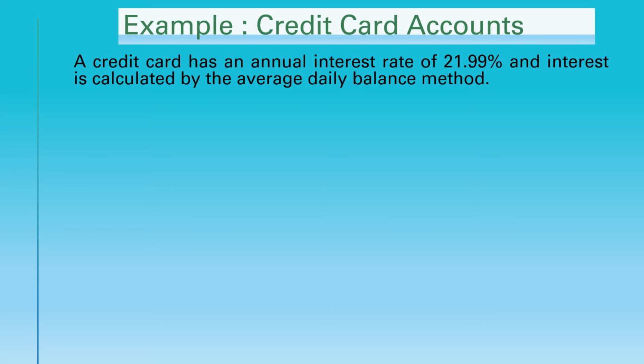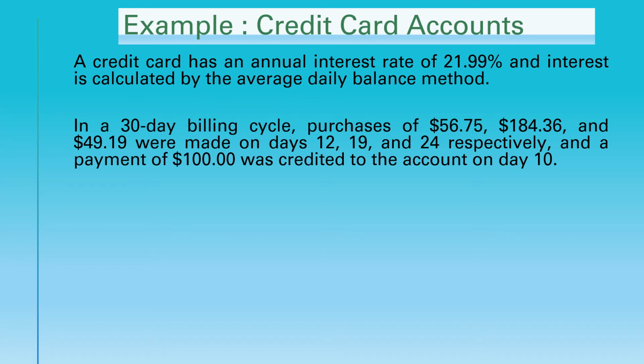Let us take another example with slight changes. A credit card has an annual interest rate of 21.99%, and the interest is calculated by the average daily balance method. In a 30-day billing cycle, purchases of $56.75, $184.36, and $49.19 were made on days 12, 19, and 24.